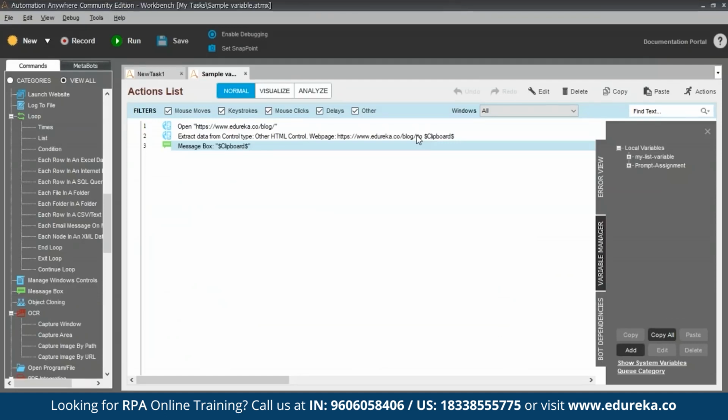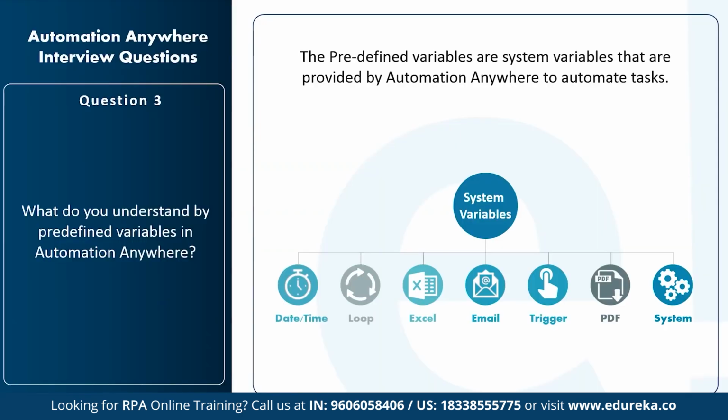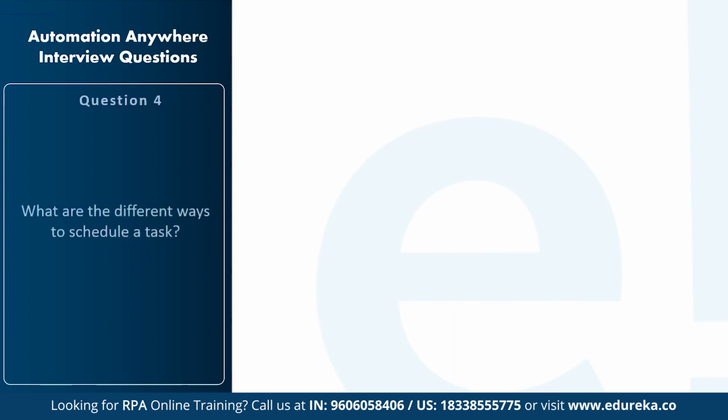Instead, I would say you can answer by showing them simple demos or talking about steps through which you can just use these predefined variables in different scenarios of automating a task. So guys, that was about the predefined variables. Now let's move forward with our next question. That is, what are the different ways to schedule a task?